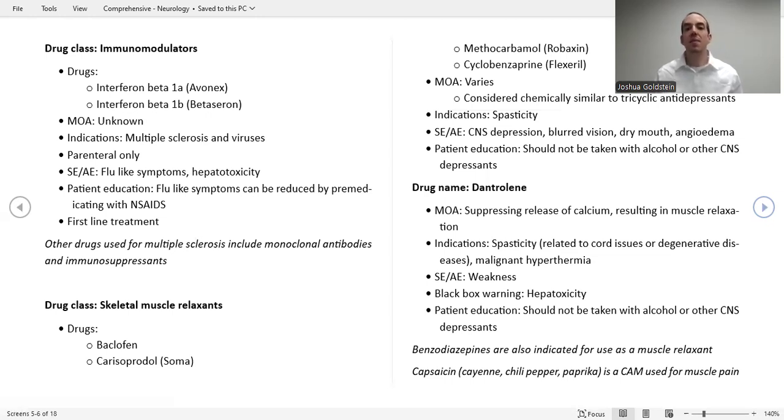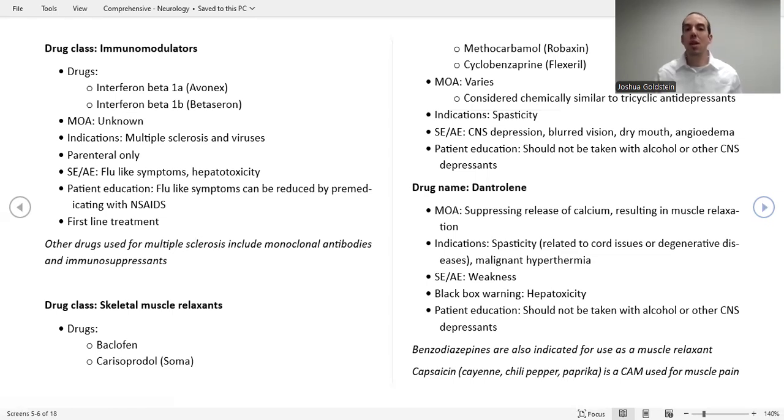Next, we have the side effects and adverse effects of these drugs. Again, it would be the same muscle weakness, because of the way it works. This has a black box warning for hepatotoxicity. So make sure to watch out for liver signs, symptoms, and liver labs. And this should, again, not be taken with alcohol or any other CNS depressant.